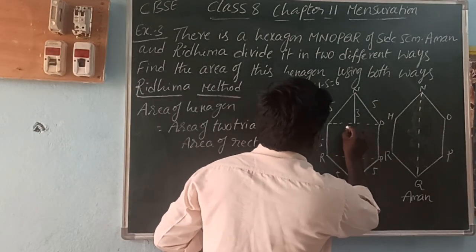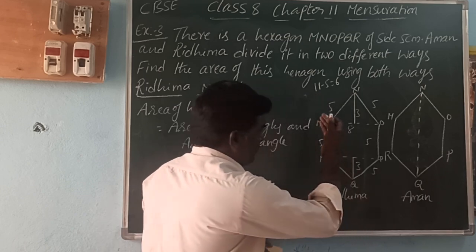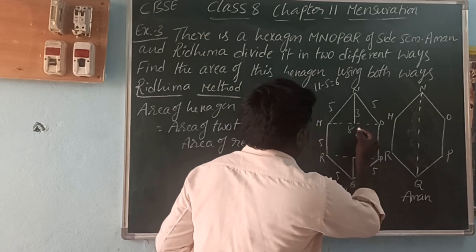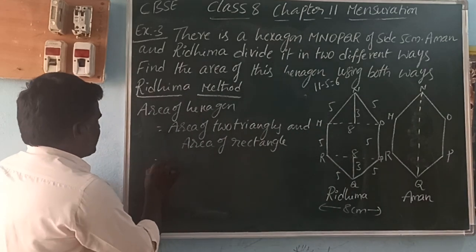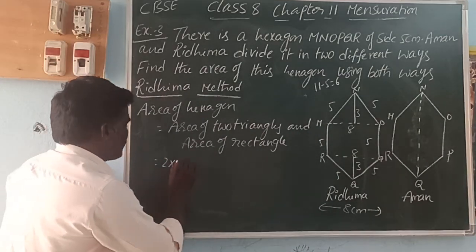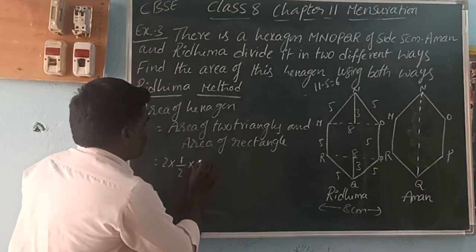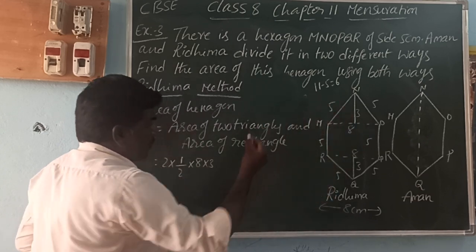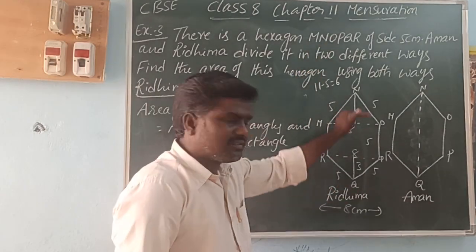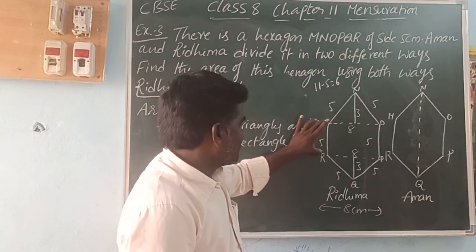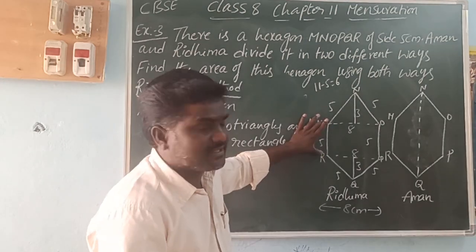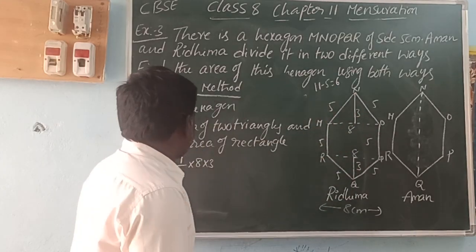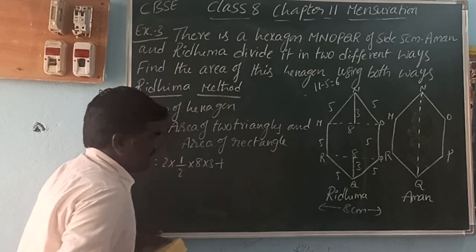So here the base is how much? 8, the width of the hexagon. So here 8, here also 8. So that is equal to 2 into the area of a triangle, 1 by 2 into base, which is 8, into height. The height of the triangle is how much? 3. How can you get it? The total height of the hexagon is 11. In this 11, one part is 5. So the remaining height, 11 minus 5, is 6. The 6 is divided into 2 parts, that is 3 and 3. Plus the area of the rectangle, length into breadth.